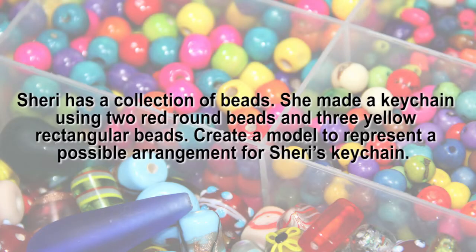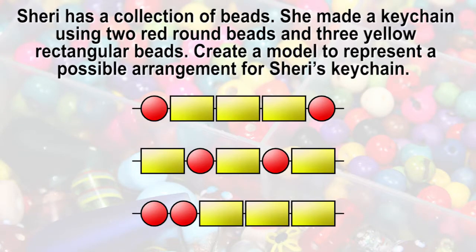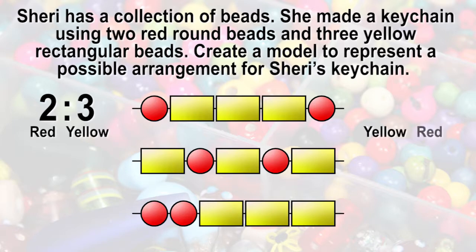Let's look at this situation. Sherry has a collection of beads. She made a keychain using 2 red round beads and 3 yellow rectangular beads. Create a model to represent a possible arrangement for Sherry's keychain. Here are some possible patterns for Sherry's keychain. Even though the patterns are different, there are always 2 red beads and 3 yellow beads in each picture. The relationship between the number of red beads and the number of yellow beads is the same, 2 to 3. We could choose, however, to write the ratio as the number of yellow beads to the number of red beads, 3 to 2.